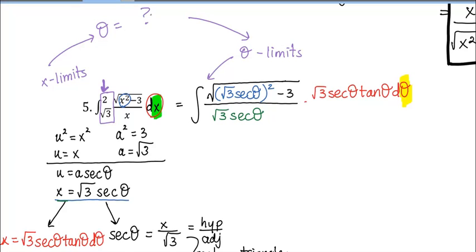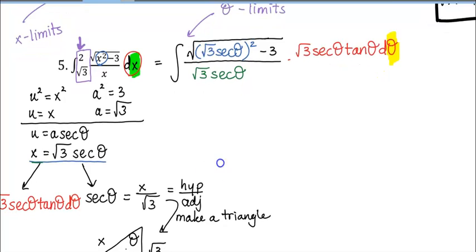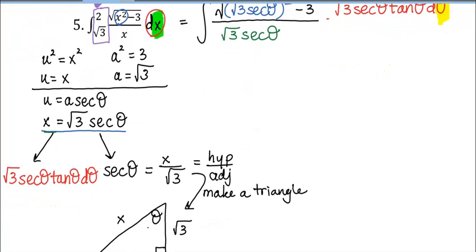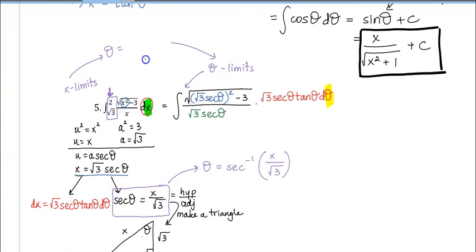Well, the only equation that I have that could help me solve for theta is this equation in here, where we say that secant theta is equal to x over root 3. If secant theta is equal to x over root 3, then theta is equal to secant inverse of x over root 3. I just solved for theta by taking secant inverse of both sides. So now that we know that theta is equal to secant inverse of x divided by root 3, maybe now we can change these limits to theta limits.